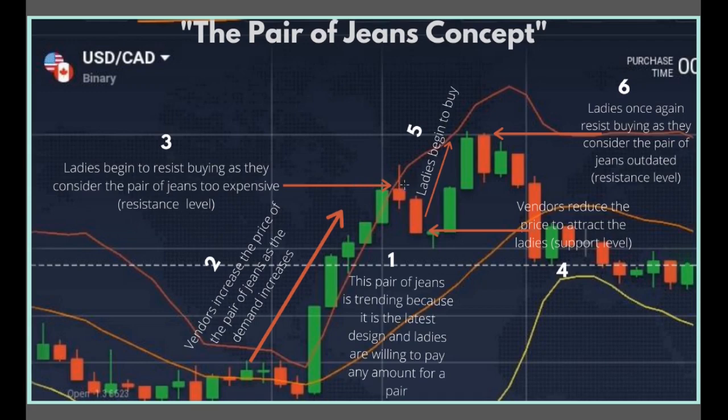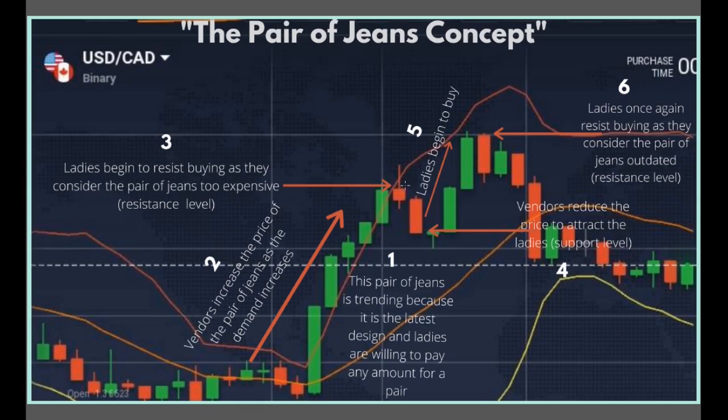So whenever you see something like this, just imagine the pair of jeans concept and draw a line over there. That is a line of great resistance. It is an area where the ladies have stopped buying the pair of jeans. You can see the long wick at that level.